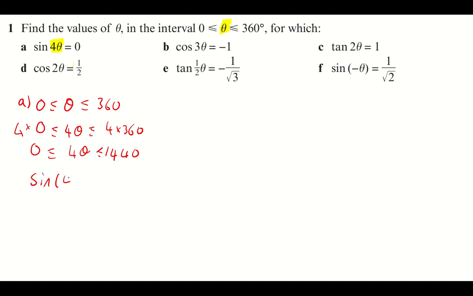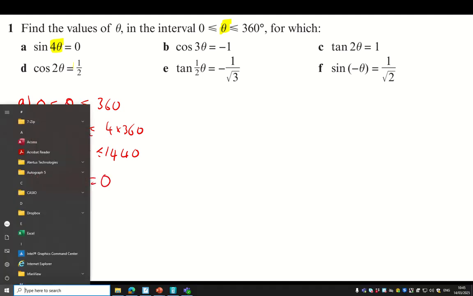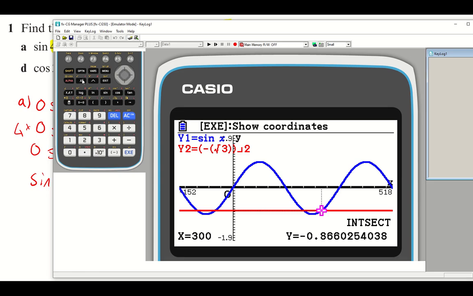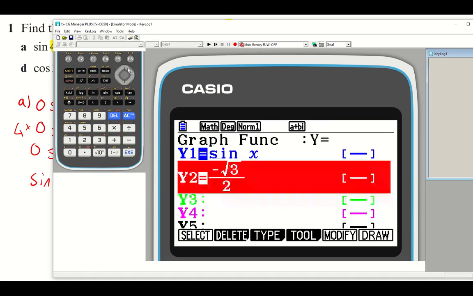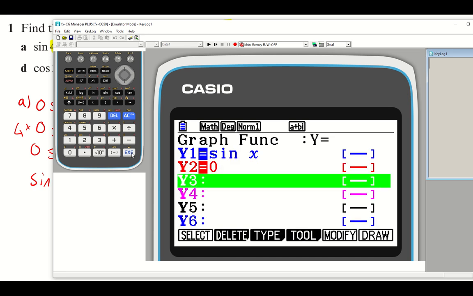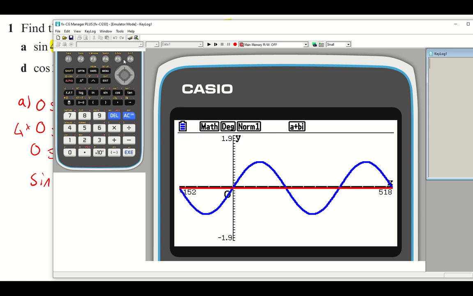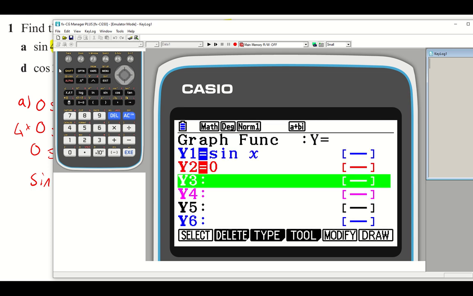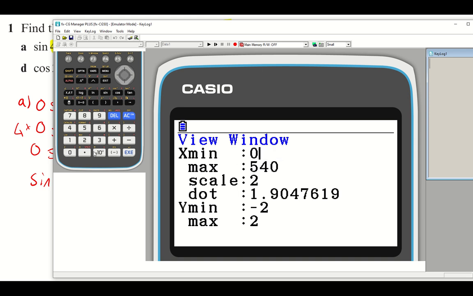And now it's the same thing in our calculator. So sine 4 theta equals 0. Now, even though that says sine 4 theta, we're still just going to have sine x, because to get the marks, we need these 4 theta values. So we G-solve, need to change my view window, sorry. 0 to 1440.